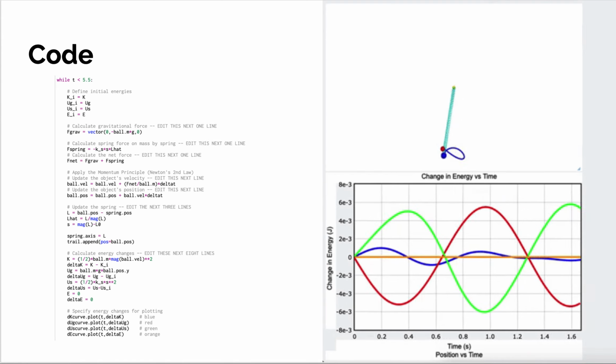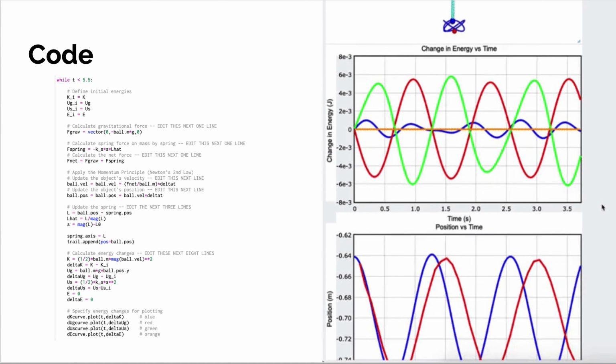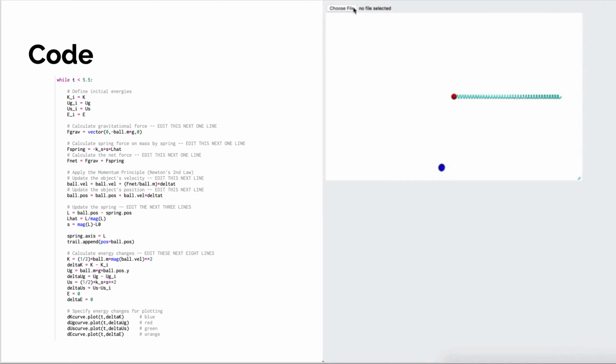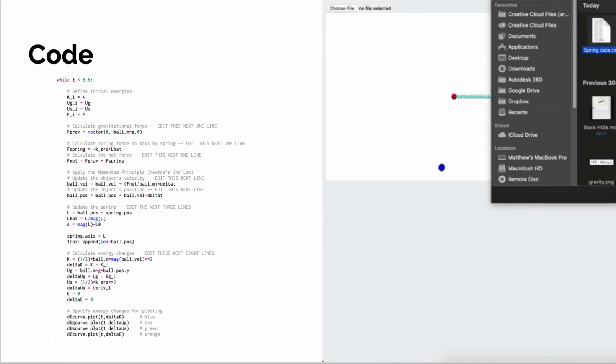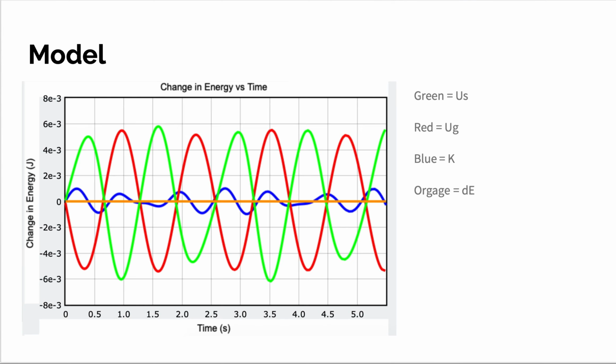As the ball moves through time on the spring, all the different energies are recorded in one time energy graph, and the position versus time of the ball is recorded as well. So here's the model. Green is represented as potential spring energy, red as potential gravitational energy, blue as kinetic energy, and orange as the delta change in energy.